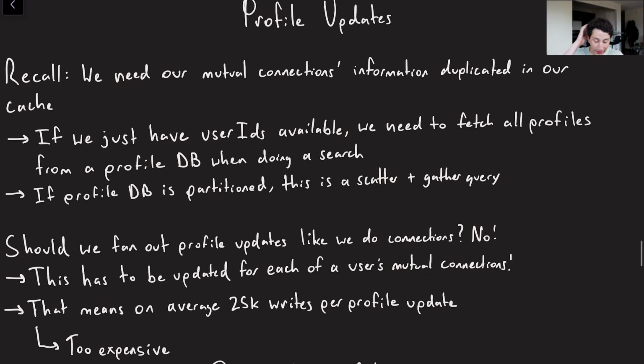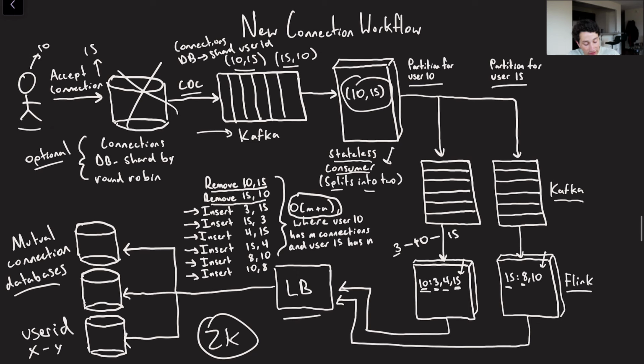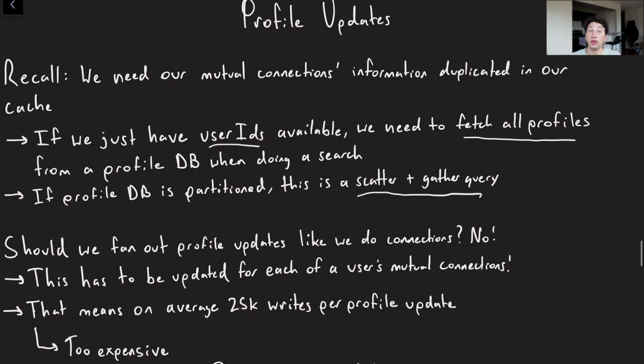Cool. Now let's go ahead and talk about profile updates. Like I mentioned, we denormalized all of our data. It's not good enough to just have user IDs available because, as I mentioned, we would have to fetch all of their profiles every time we were doing a read. So we opt to denormalize instead because we want to avoid this scatter-gather query. For connections, what we've done is we've taken new connections, put them in Flink, and then fanned them out to the database node that they need to go to. So again, we're doing m plus n writes, where m and n are the number of connections that each of those two newly connected users have.